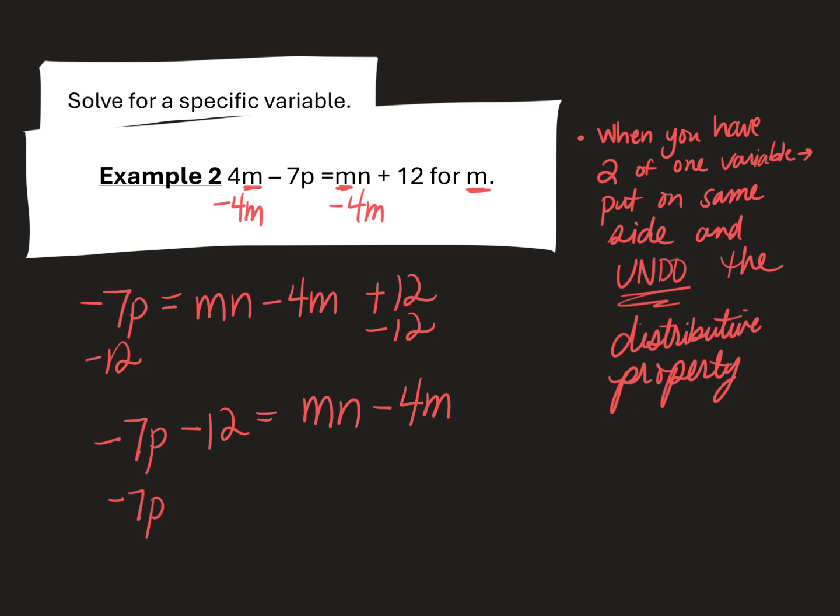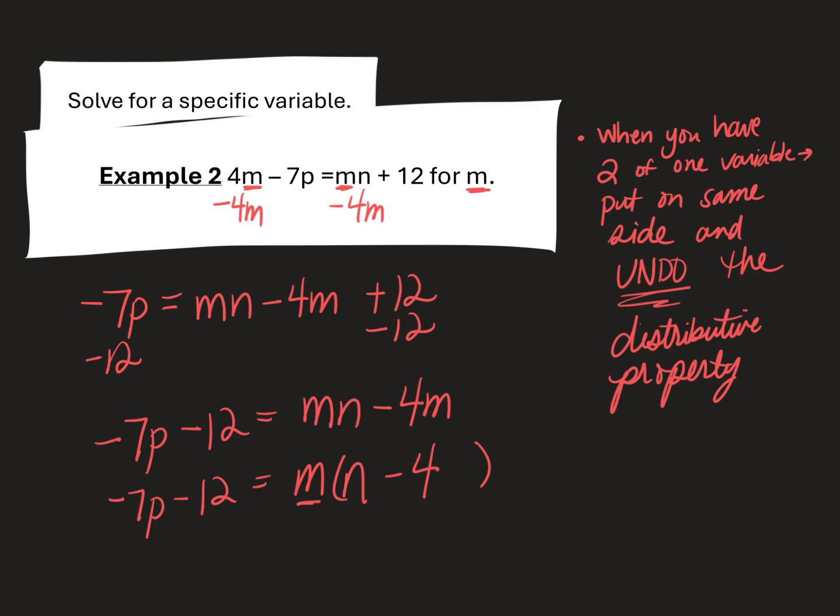So I'm going to undo the distributive property. I'm going to put the m on the outside. M times what would give me mn? And hopefully you know that answer is n. And then m times what would give me negative 4m? And hopefully you know that answer is negative 4. Check yourself once you have done that. Make sure you're right. M times n is mn. m times negative 4 is negative 4m. So I have done that properly.